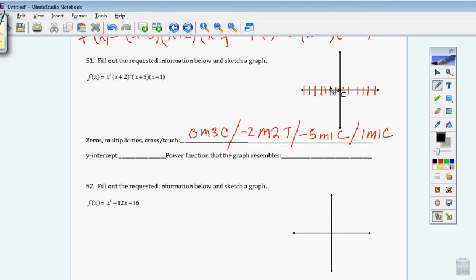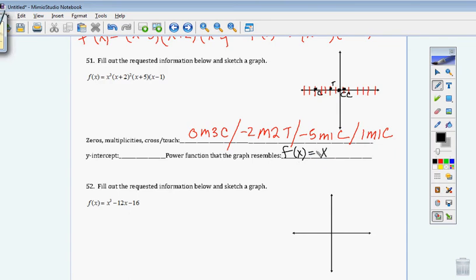Go to -2, we're going to end up touching there. At -3, 4, -5 here is going to be a cross, and then at +1 here is also going to be a cross. Next thing you want to look at is, what does the power function resemble? So basically, this is going to look like either x squared, x cubed, x to the 4th, something like that.